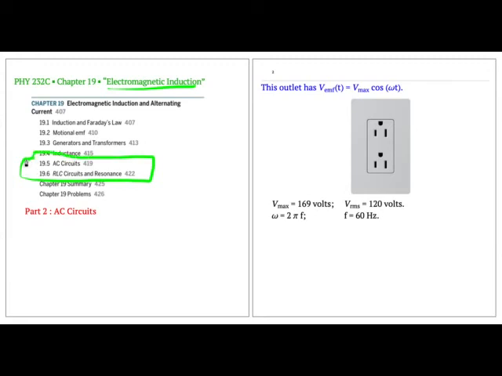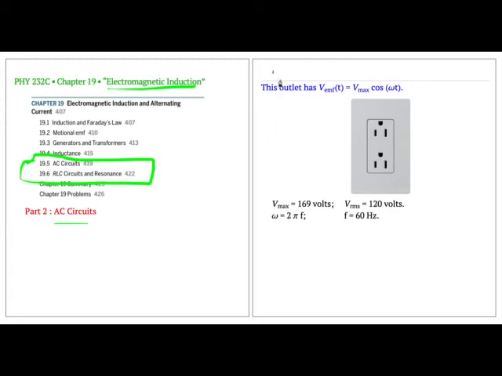So we've already learned about electromagnetic induction and inductance, and now we'll see how that combined with resistance and capacitance behaves in an alternating current circuit. So, AC circuit.